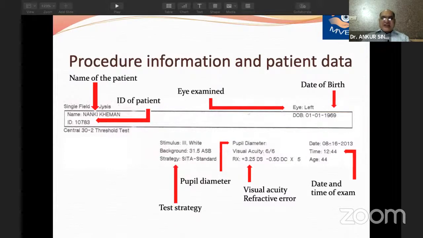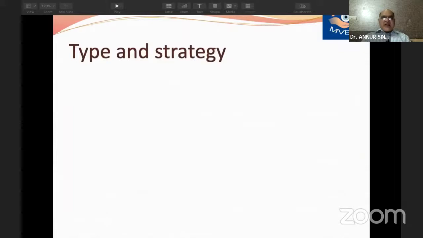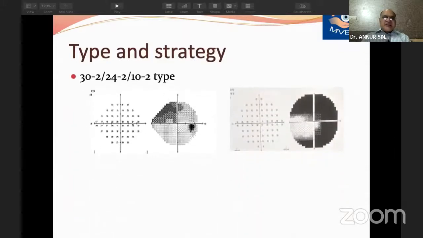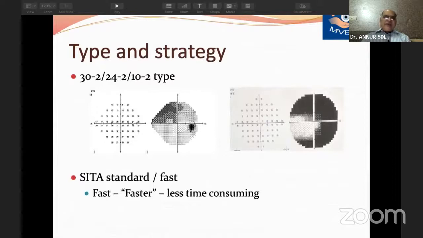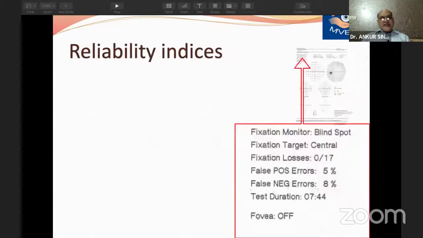Check the test strategy, as it is set CETA standard, fast or faster. The stimulus size, because the comparison of the normative database is available only for stimulus size 3. And then the type of the program, like you're looking at a 10-2 or a 30-2, because they can look similar, but they are different programs with different visual fields. Now, then there can be various types of strategy, like we just discussed about 30-2, 24-2, and 10-2. And then there are various programs like CETA standard, fast or faster, which are supposed to be less time consuming.